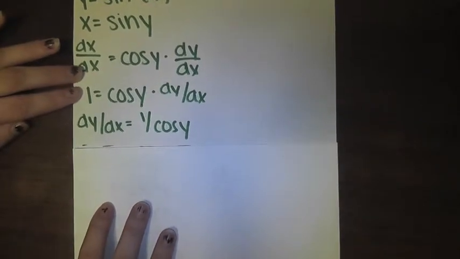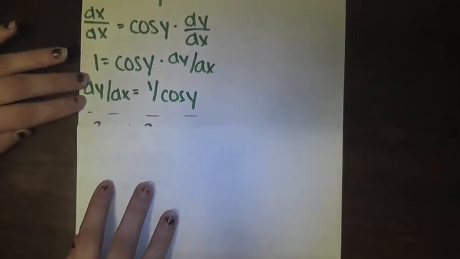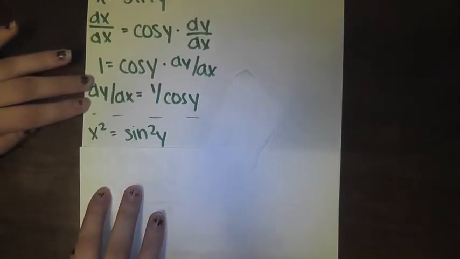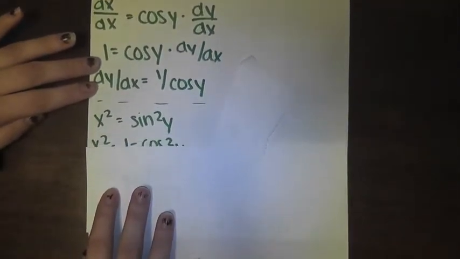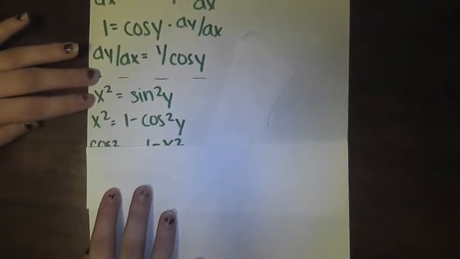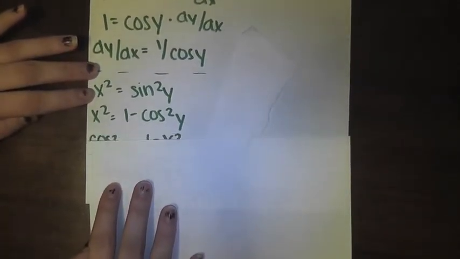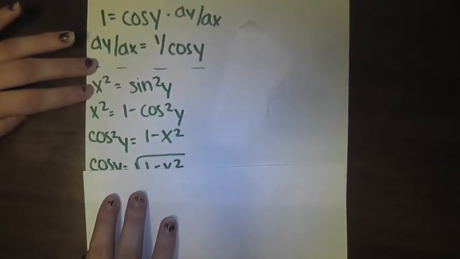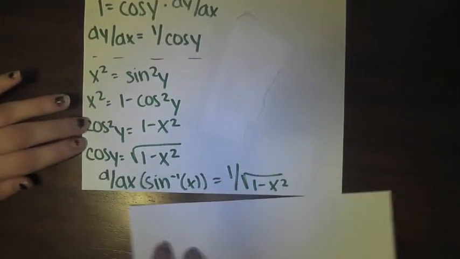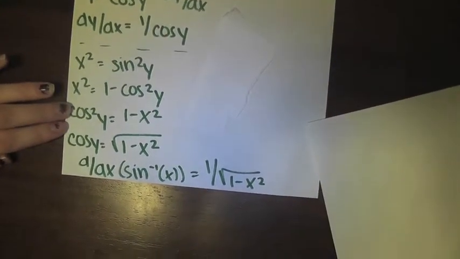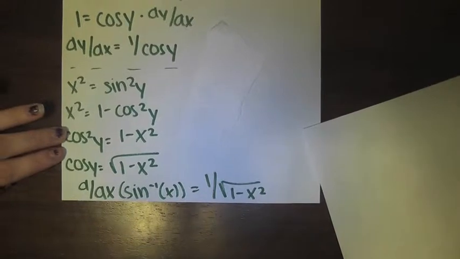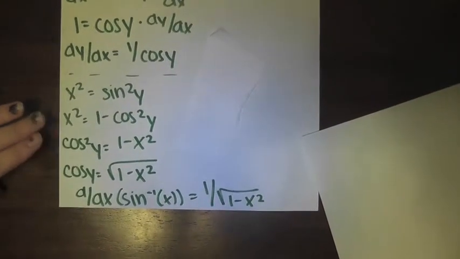And then you solve for cosine y. So you square both sides to get x squared equals sine squared y. You substitute sine squared y for 1 minus cosine squared y. Then you isolate cosine squared y to get cosine squared y equals 1 minus x squared. Take the square root of both sides and substitute that answer into cosine y to get the derivative of inverse sine x equals 1 over the square root of 1 minus x squared.